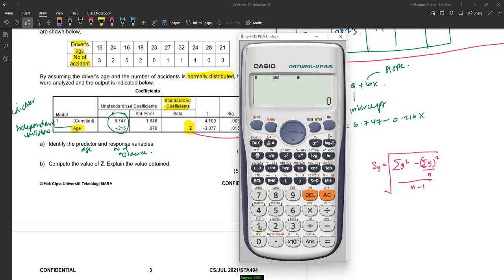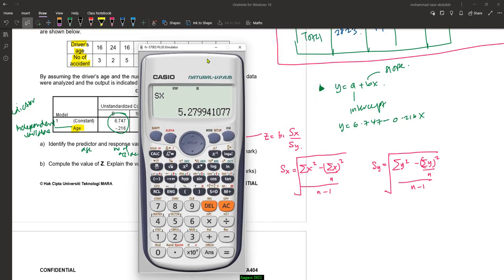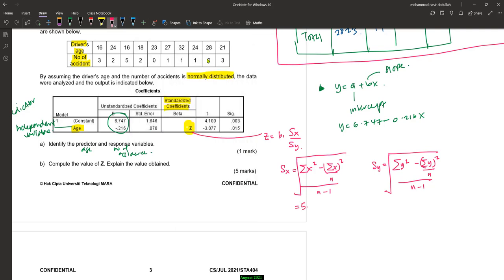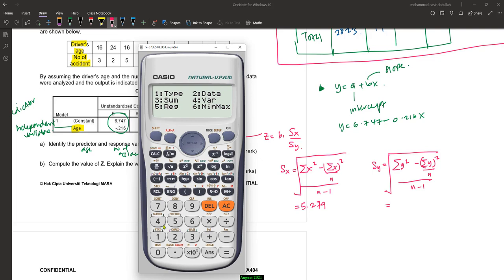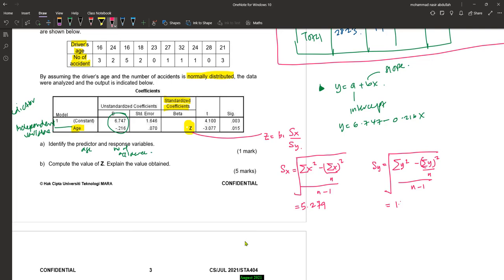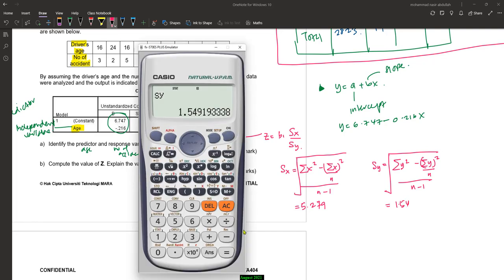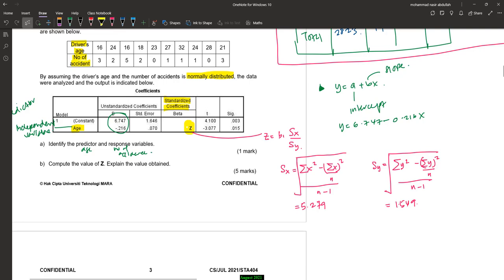So the variance, sorry, the standard deviation. Kali I sebut variance. Right. S4, number 4 is Sx. So it should be equal to 5.279. 5.279. Right. And then for this one, y, 1.549. Right.